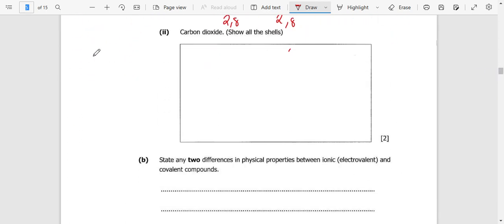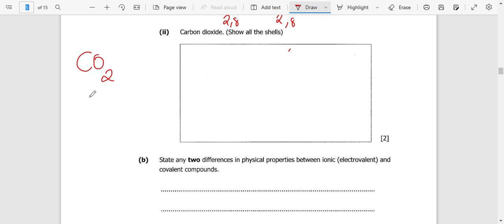CO2. Okay, CO2, very good. So meaning we have got 1 carbon with 2 oxygens. Now for this one, what is this, a covalent bond or an ionic bond? This one is covalent. It's covalent because all of them are non-metals, right?